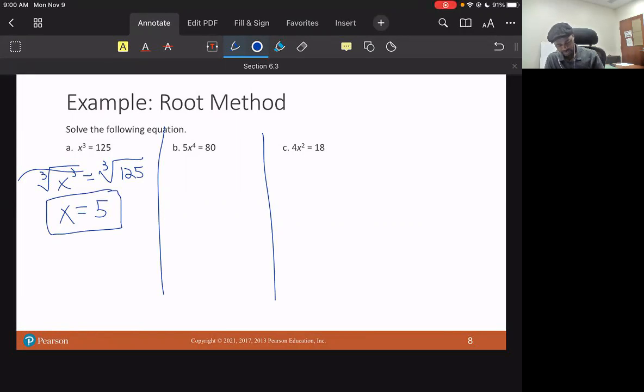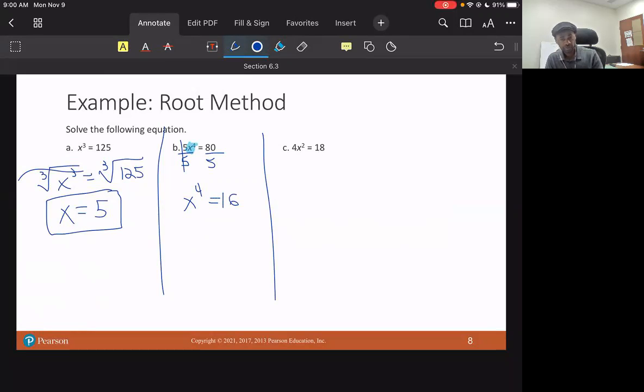Okay, now example B, we've got 5x to the fourth equals 80. Now we want this x to the fourth by itself. That's what we want. So that 5 needs to be divided. Divide both sides by 5. We know it's x to the fourth equals 16.